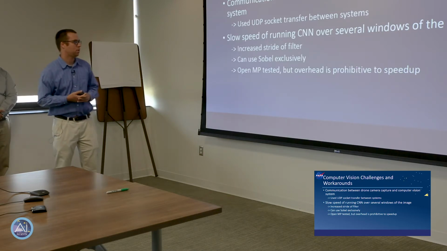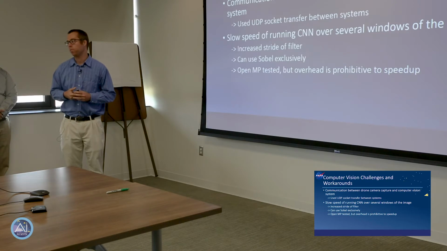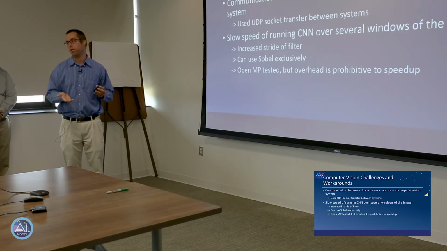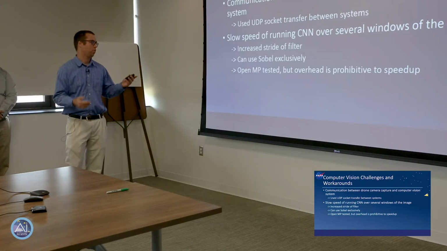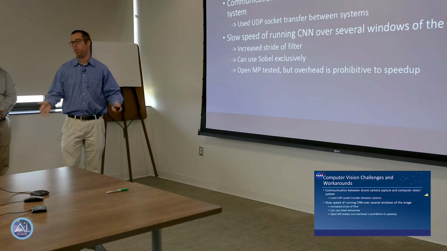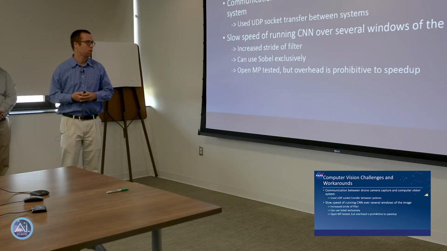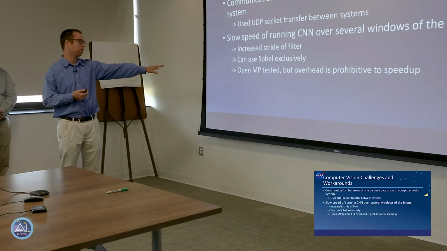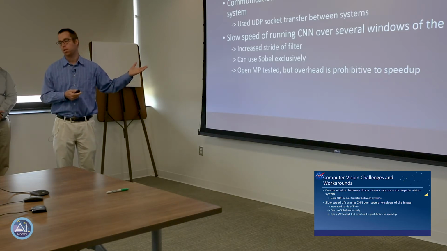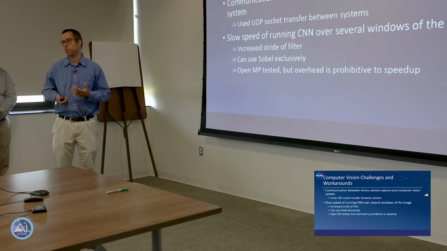Another problem that we found is that running the convolutional neural network over many windows where the damage could be present took a long time, because we ran it over like 50 windows perhaps to start. So we increased the stride of the filter, and then we ran it over fewer windows. And that enabled it to run faster. Also, if we use the Sobel exclusively and just cut out the convolutional neural network, the Sobel works pretty good and it's a lot faster.